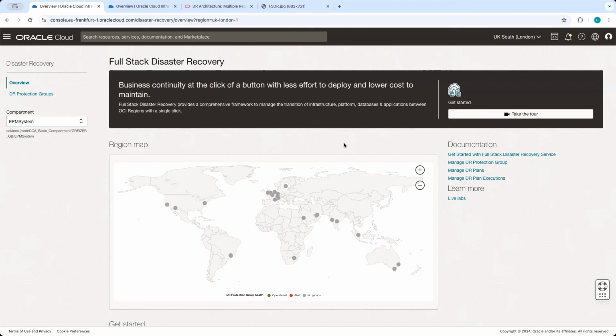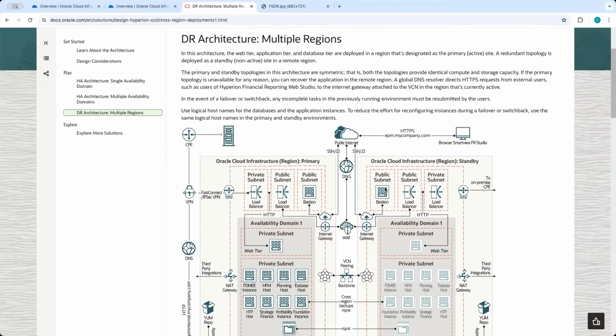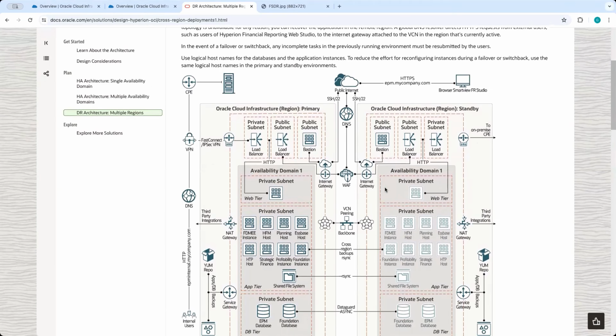In this video, I will demonstrate the full process of setting up full stack disaster recovery, FSDR, for Hyperion EPM system workloads on OCI. First, let's take a look at the overview of the Hyperion FSDR solution on OCI. The solution is based on the reference Hyperion DR architecture, which is available in Oracle Architecture Center.